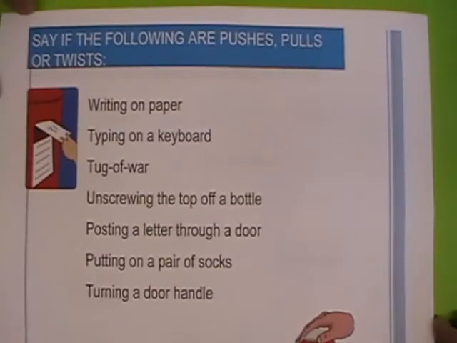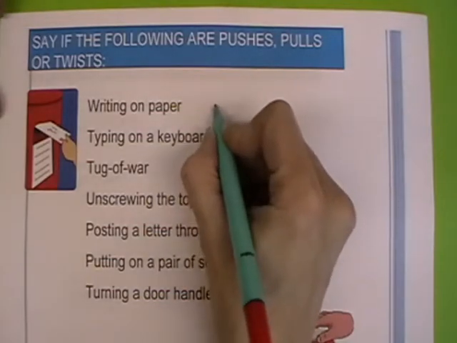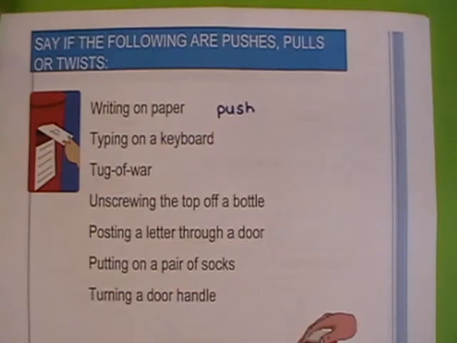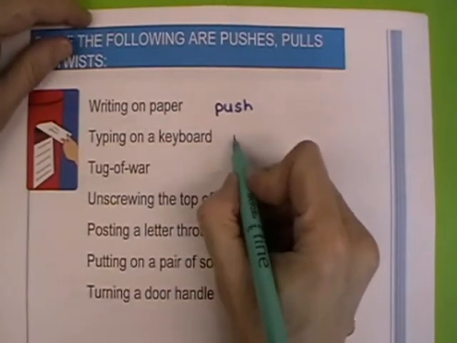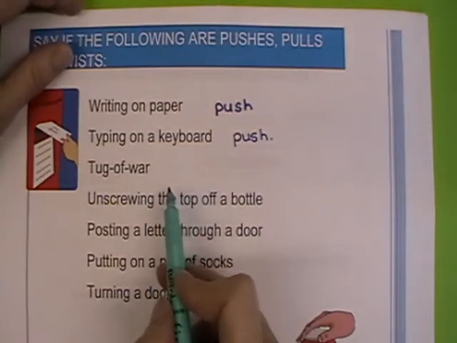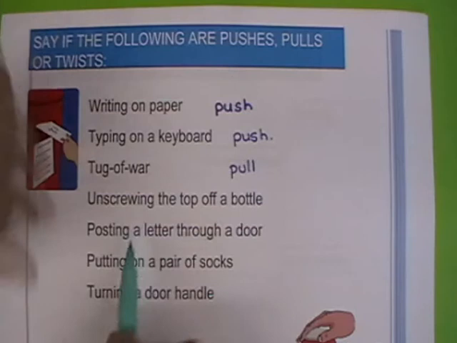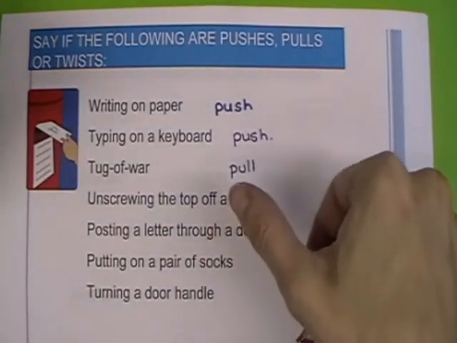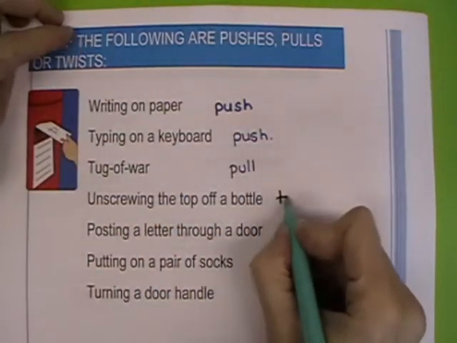So the next little bit says, say if the following are pushes, pulls or twists. So we've said they are pushes, pulls or twists. Writing on paper. Whenever you write on paper, what do you have to do? You have to push down on the paper. So writing on paper is a push. Typing on a keyboard, again, you're pushing on the keys. A tug of war, you're in one team, you're opposing another team, and you're trying to pull the rope over a certain point. Unscrewing the top of a bottle involves a push and a pull. So it's a push with this finger and a pull with that finger, and so therefore it's a combination of both, which is a twist.